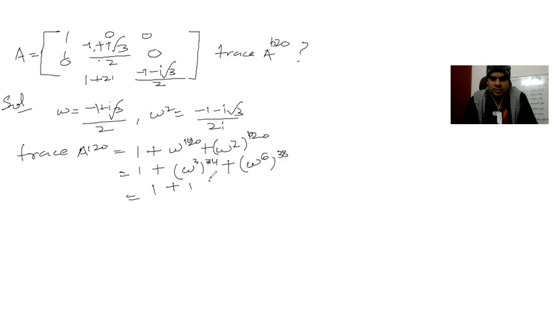So this is actually 1 plus 1 plus 1, so this will be 3. The trace of A power 102 will be 3. So this is going to be the answer. This is a very simple problem related to matrices, eigenvalues and the trace of a matrix. Now we can take another problem.